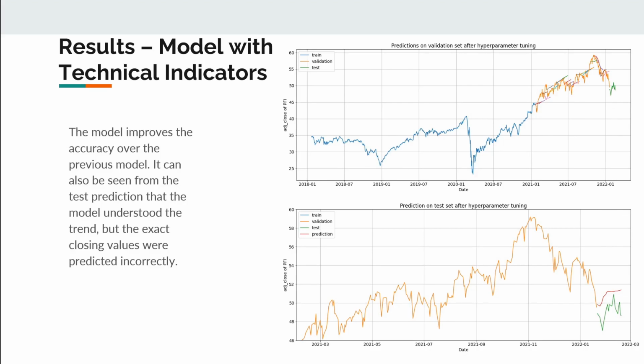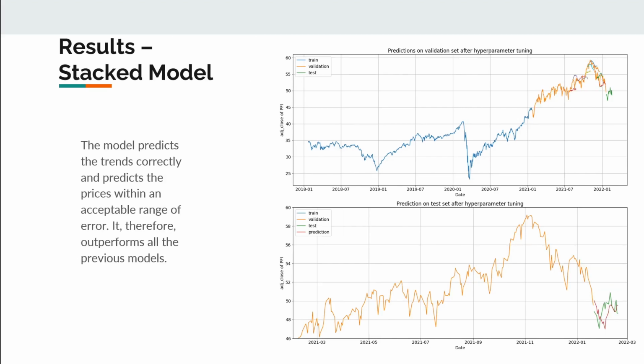Now we talk about the model with technical indicators. This model improves the accuracy over the previous models. It can also be seen that the model understood the trend, but the exact closing values were predicted incorrectly, as can be seen in the test prediction, the second image in the slide. This is the last model, which is the stack model. This model predicts the trends correctly and predicts the prices within an acceptable range of error. It, therefore, outperforms all the previous models.